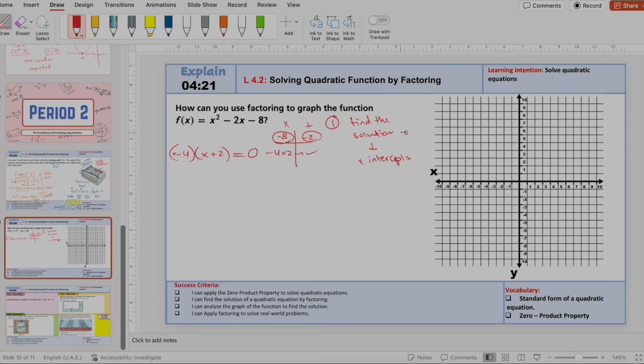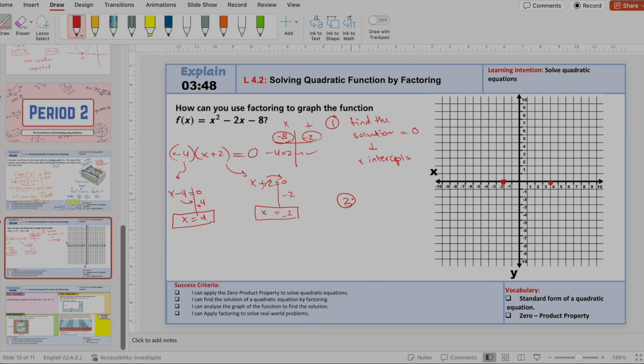Remember, solutions means it's equal to 0. Either this is 0, x minus 4 equals 0, or this is 0, x plus 2 equals 0. Solve this. Take 4 here. x equals 4. This is the first x-intercept. Take the 2 here. x equals negative 2. This is the other solution. Go to your x-axis and plot them. I have x equals negative 2 and x equals 4.